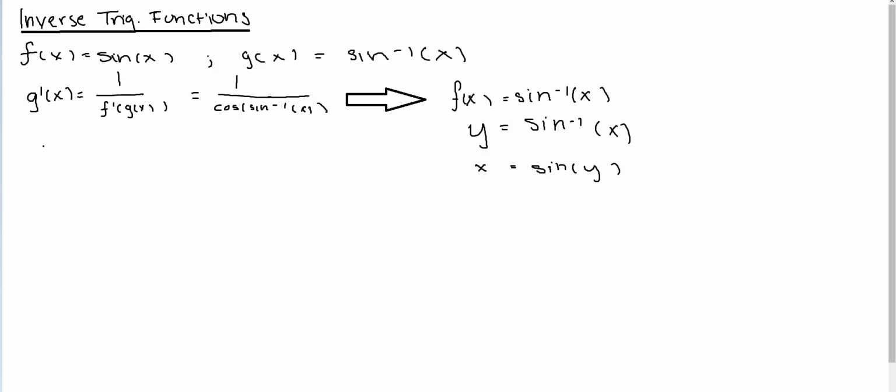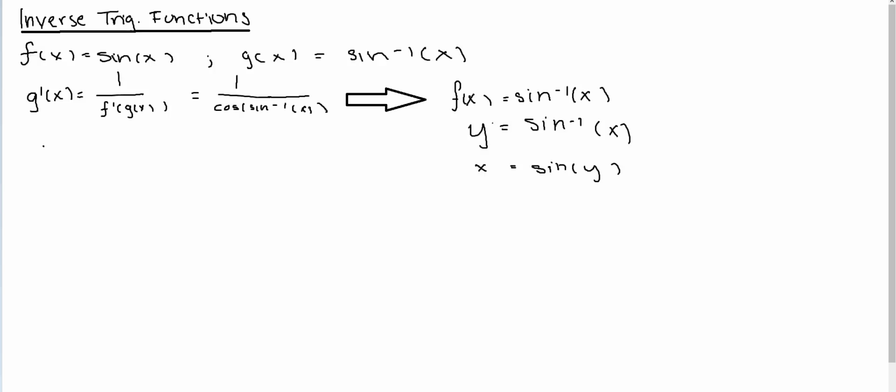So we can say that f of x is equal to sine x and g of x is equal to arcsine. So we know that g prime of x is equal to 1 over f prime of g of x. So that would give us 1 over cosine sine -1 of x. So we're going to say that f of x is equal to sine -1 of x, or arcsine.